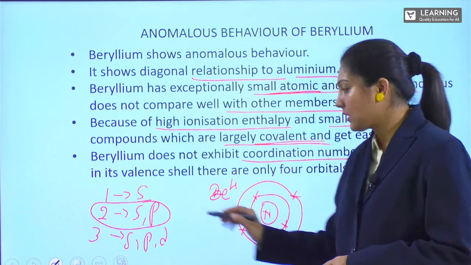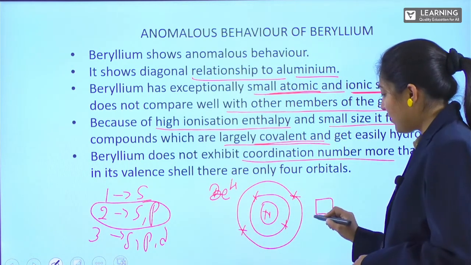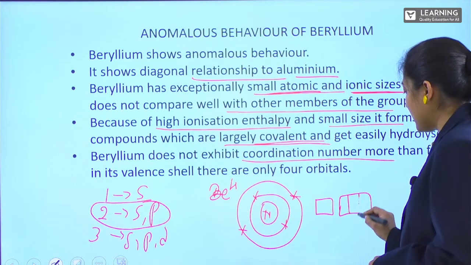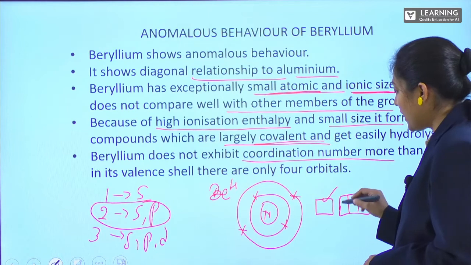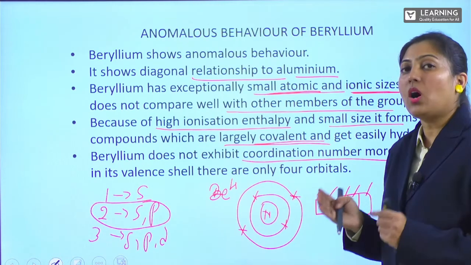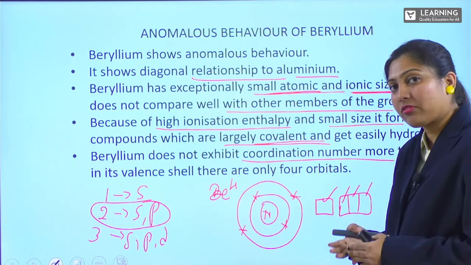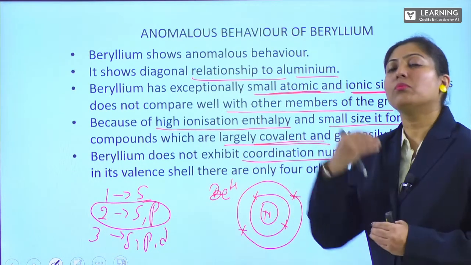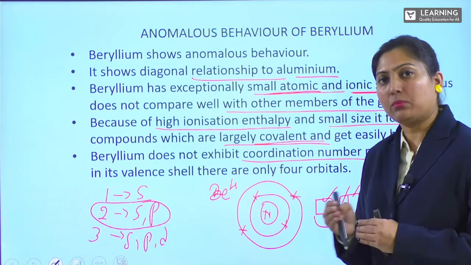So what happens here? s has one suborbital, whereas p has 3 suborbitals. So how many suborbitals? 1, 2, 3 and 4. So how many coordinate bonds can it form? Maximum 4. It cannot form more than 4 coordinate bonds.